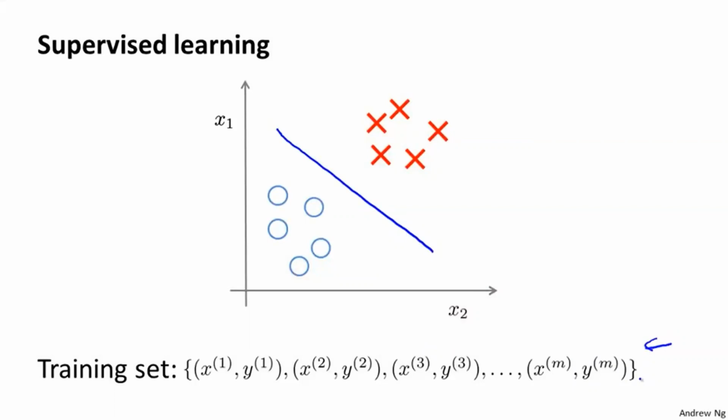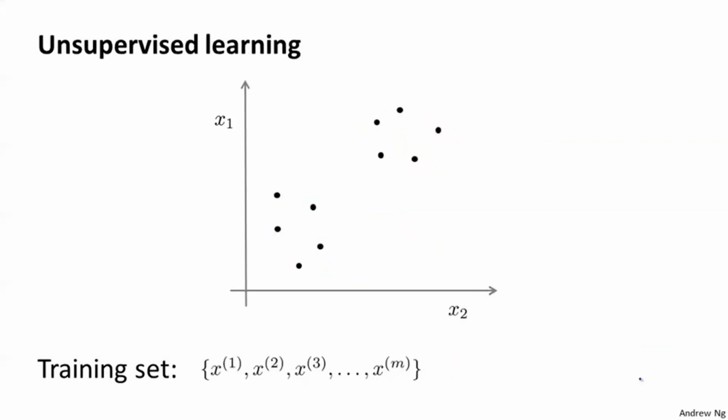In contrast, in the unsupervised learning problem, we're given data that does not have any labels associated with it. So we're given data that looks like this. Here's a set of points, and there are no labels. And so our training set is written just x1, x2, and so on up to xm, and we don't get any labels y. And that's why the points plotted up on the figure don't have any labels with them.